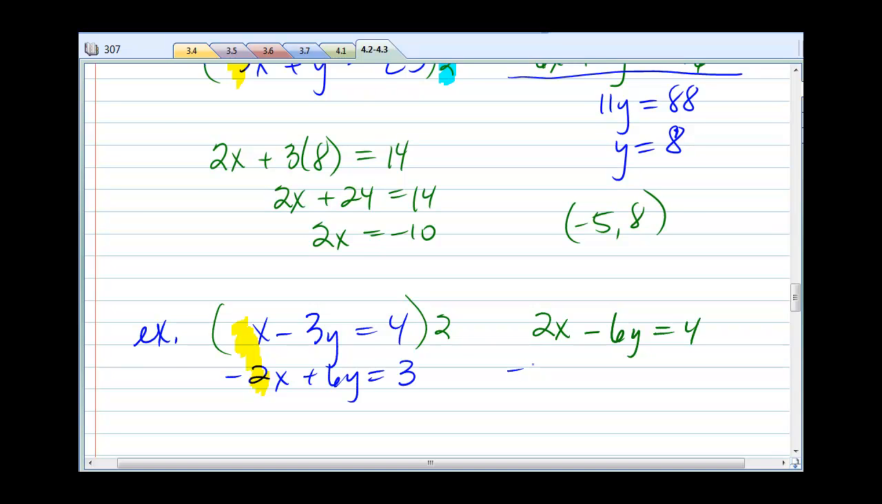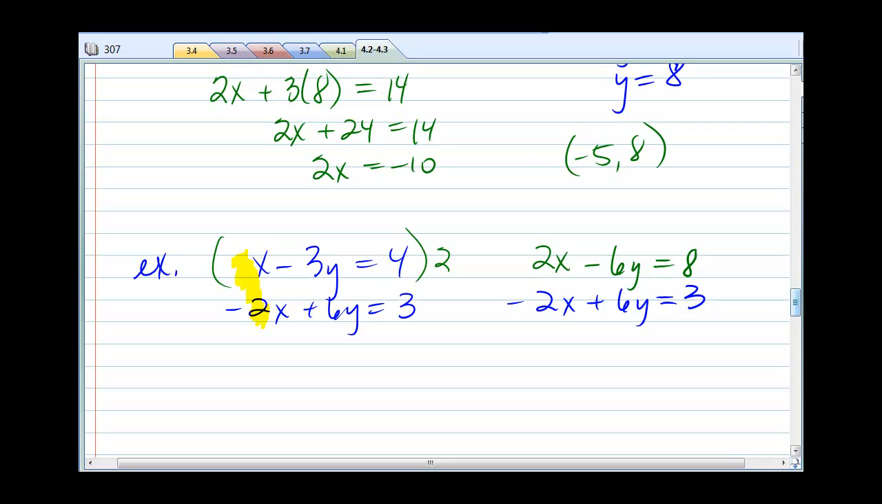And we'll rewrite the second equation. Negative 2x plus 6y is equal to 3. And I need to change that. It's not 2x minus 6y equals 4, it's 2x minus 6y is equal to 8. Second time I've done that. Now we want to add straight down. When I add 2x plus a negative 2x, I get 0. But when I add negative 6y plus 6y, I also get 0, and that's okay. 8 plus 3 is 11.